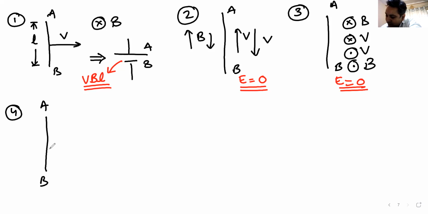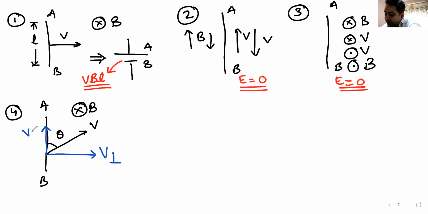A, B. Now I have velocity like this at an angle theta. Now magnetic field is inside. I break it up into two components. One component here and one component here. Are you getting my point? I call this V perpendicular and I call this V parallel. Do you understand the reason why? Yes, sir. For V parallel it is 0. The only thing is V perpendicular.